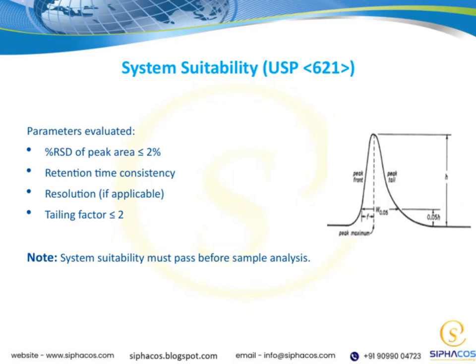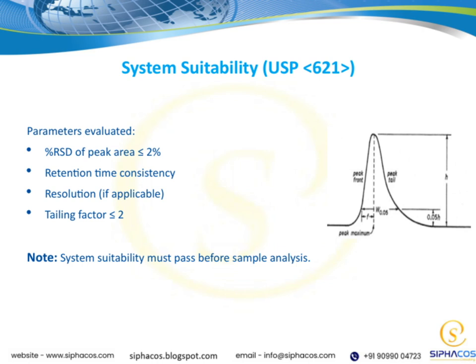Now, let's talk about system suitability, which is covered in USP 621. This step is essential to ensure our analytical system is performing properly before we proceed with sample analysis. We evaluate several parameters to confirm this. First, the percent RSD, or relative standard deviation, of the peak area should be less than or equal to 2%. This tells us that our system's measurements are consistent and reliable.